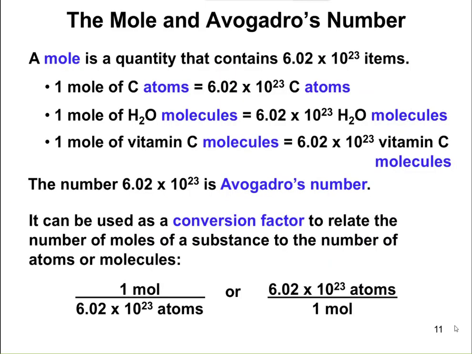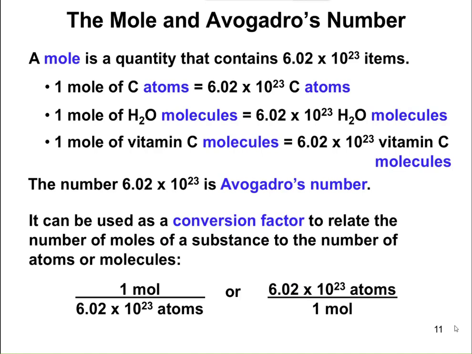So a mole is basically going to be 6.02 times 10 to the 23rd of whatever it is you're talking about. So if we say we have a mole of carbon atoms, it's 6.02 times 10 to the 23rd carbon atoms. If you have a mole of water molecules, that's 6.02 times 10 to the 23rd water molecules. If you have a mole of vitamin C molecules, it's 6.02 times 10 to the 23rd of those.